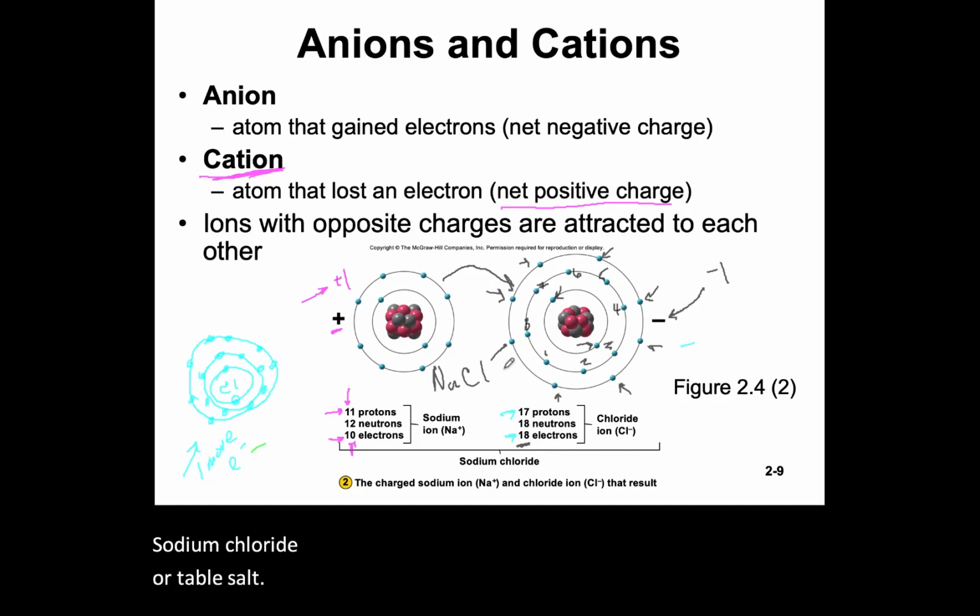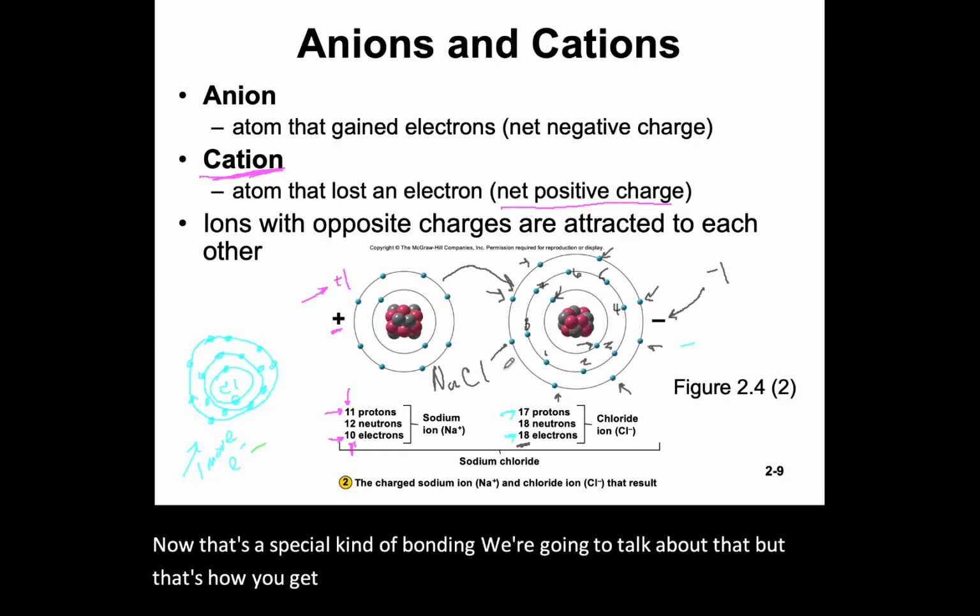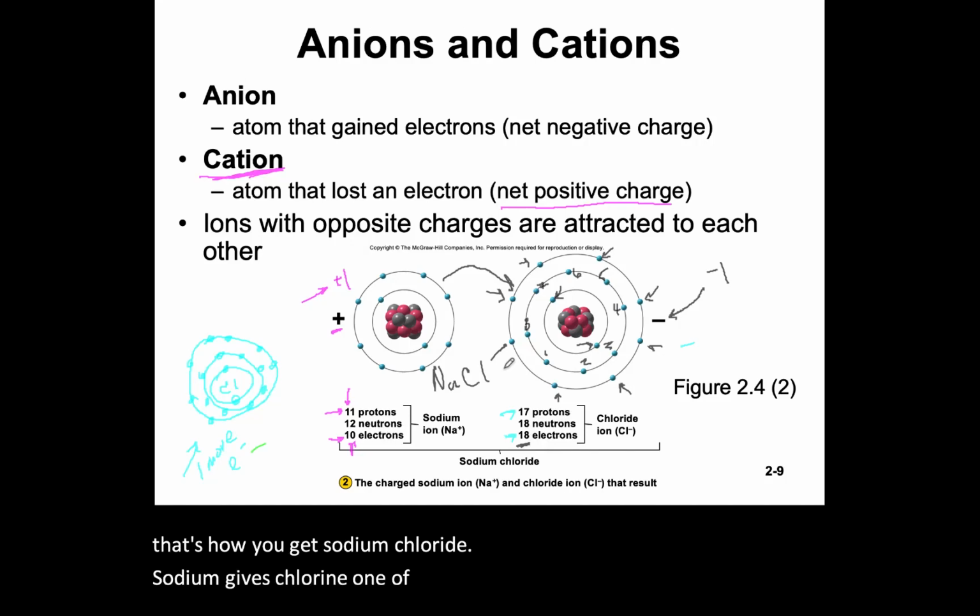Now, that's a special kind of bonding. We're going to talk about that. But that's how you get sodium chloride. Sodium gives chlorine one of its electrons. And then, get ready for it.